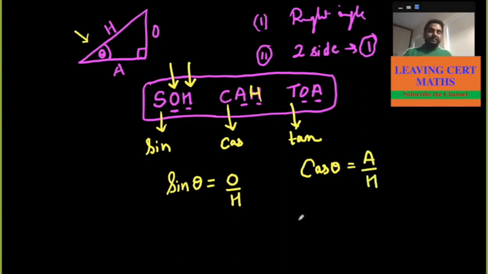For tan theta, it is opposite divided by adjacent. Does it make sense? Okay, so when I do a lot of questions, then you will understand it more. So I'm trying the first question.